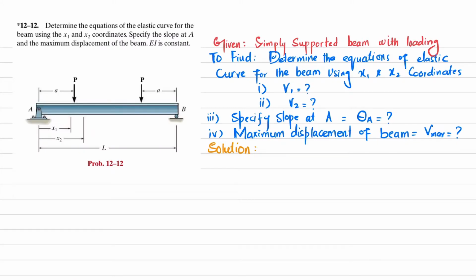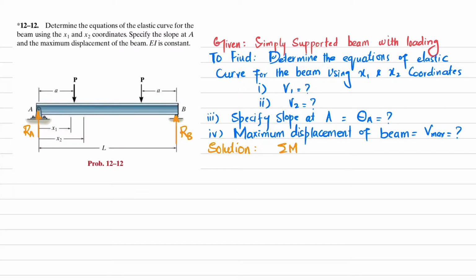The first step is that if you remove the support at point A, you will have a reaction force, let's say RA, and if you remove the roller support at point B, you will have a reaction force RB. You can find RA and RB by using the equations of equilibrium.